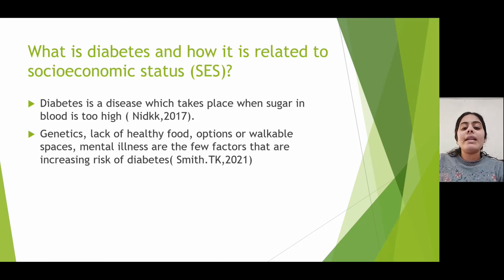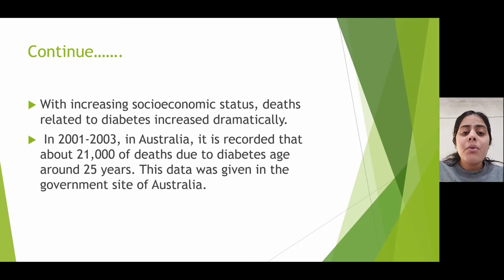Next, what is diabetes and how is it related to socioeconomic status? As we all know, diabetes is a very common disease which takes place when the amount of sugar is high in our blood. The main reasons behind diabetes can be genetics, lack of healthy food, lack of walkable spaces, and mental illness. These are just a few of the factors. Moreover, with decreasing socioeconomic status, deaths related to diabetes increased dramatically. In Australia around 2001 to 2003, 21,000 deaths were recorded, aged 25 years and above.